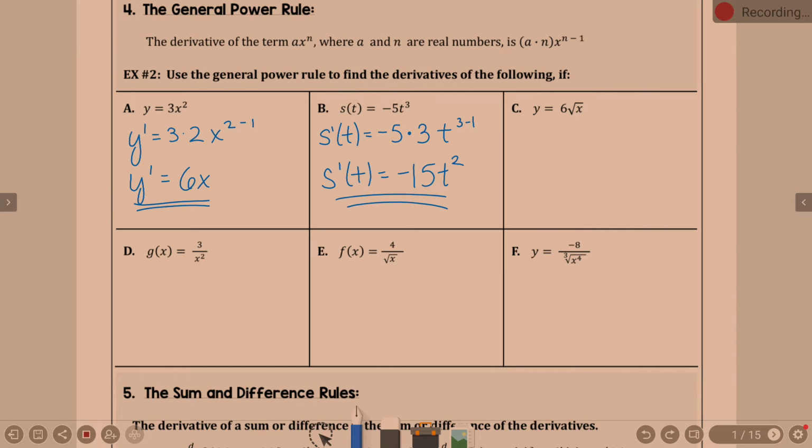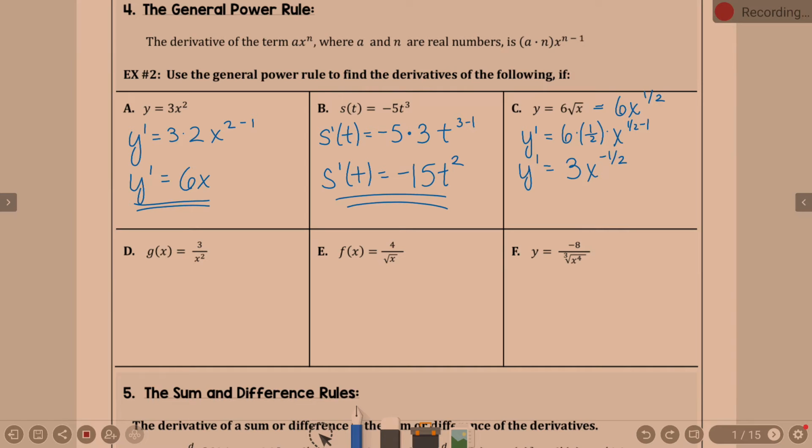What's the catch with C? Before you get started, this is 6x to the 1/2, correct? So for y prime, there's a 6 out there. We're going to multiply by 1/2. X to the, what is 1/2 minus 1? Negative 1/2. So I have 3x to the negative 1/2.